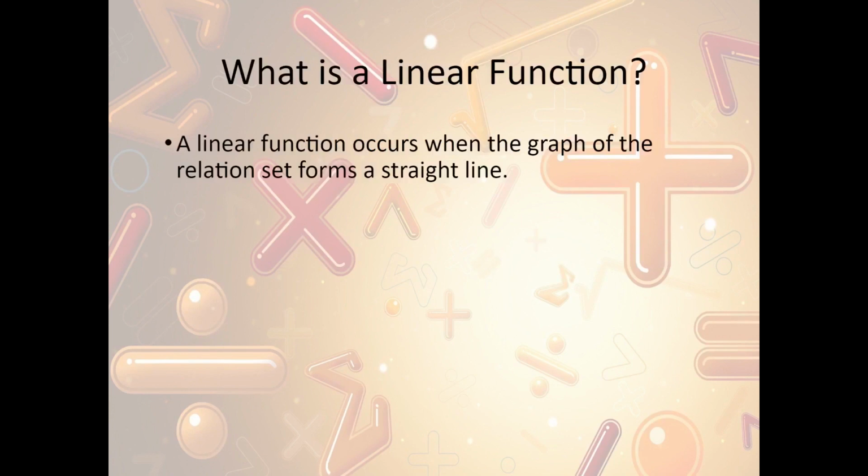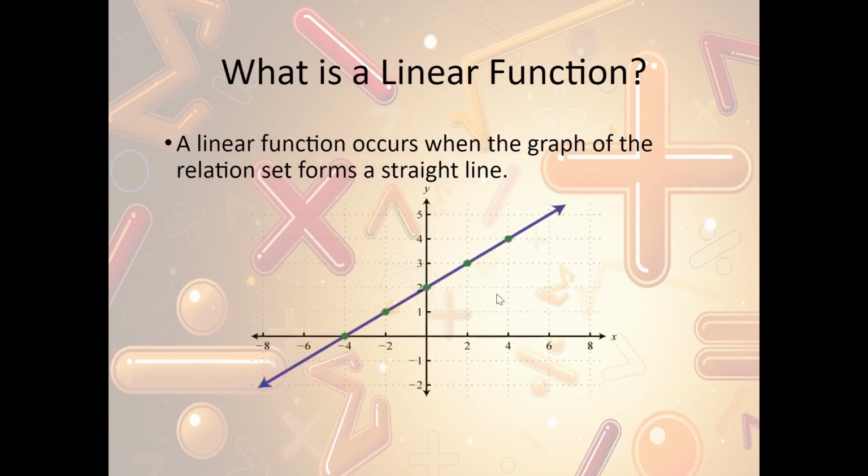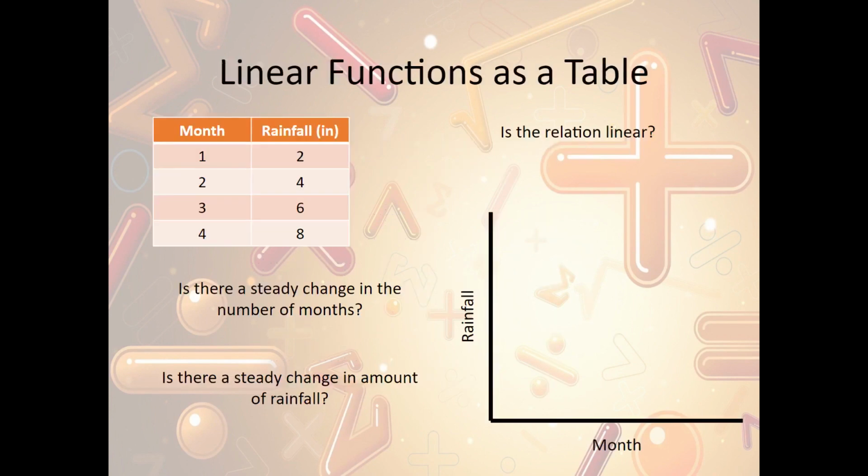Now, first of all, what is a linear function? A linear function occurs when the graph of a relation set forms a straight line. So when we plot the points, if it forms a straight line like this, that means it is a linear function. Now, what does a linear function look like as a table? Well, if we look at the table here, the rule is if all of these in each column, so this column and this column, if the change is all consistent and it's addition, then we say that the set is linear.